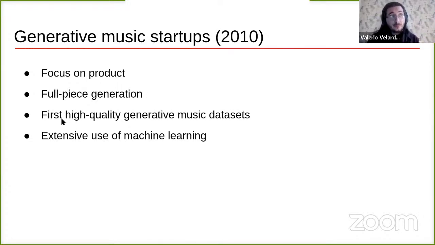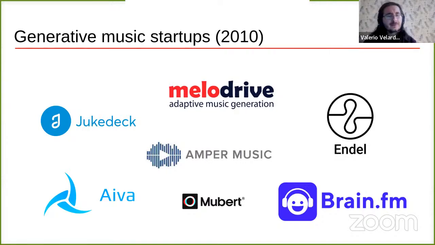And for the first time, a lot of attention is put on the high quality of the audio generated. It's also the first time that we start having quite good music datasets for generative music, and a lot of startups start relying on machine learning quite heavily. Here you have some of those startups, and some of them still exist today, like Jukedeck, Amper Music, which I think was bought at some point, and Aiva Music and Moodbirds are still around.